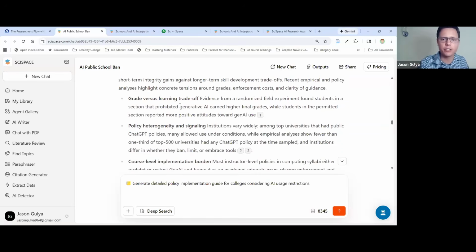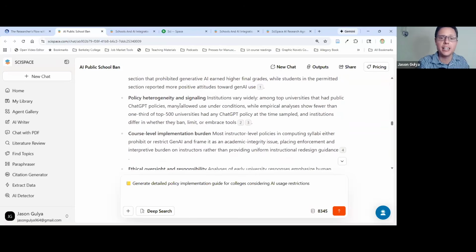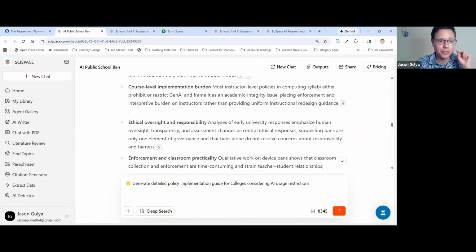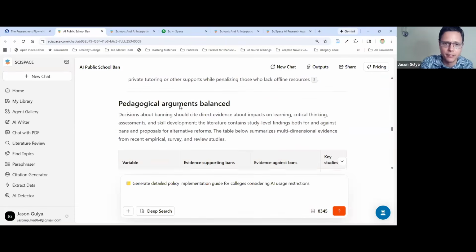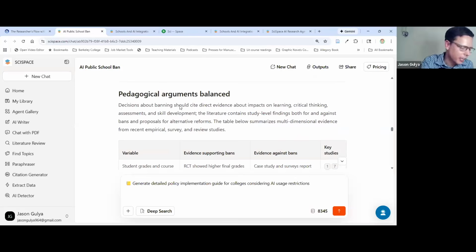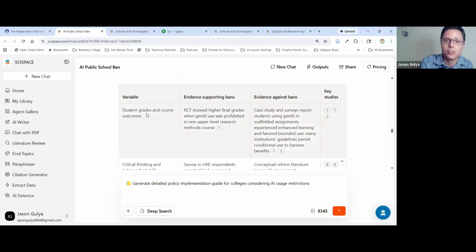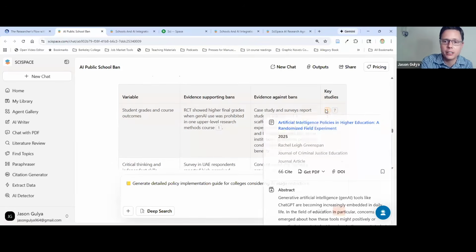All right, so here, grade versus learning trade-off, policy heterogeneity and signaling, course-level implementation burden. So much more specific pieces of information. And then here I have pedagogical arguments, and it breaks them down. Here's the variable, here's the evidence supporting the bans, here's the evidence against bans, here are the key studies. So if I'm going through this, one of the first things I do is go into that table and click on these key studies.